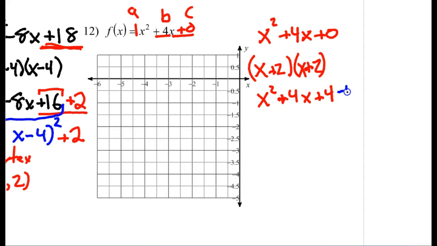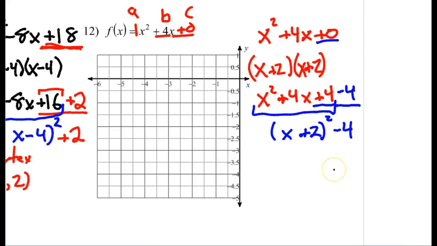Yeah, minus 4, right? So we get back to 0. So since I added 4, to get back to 0, subtract 4. And those factor to x plus 2 times x plus 2, right? x plus 2 squared. And we just bring down the 4. There you go. Your vertex is at -2, -4.